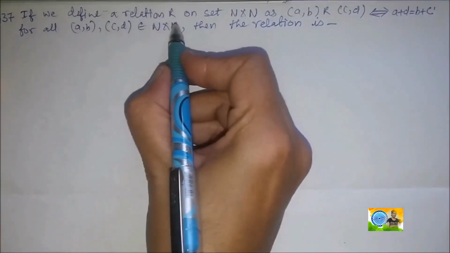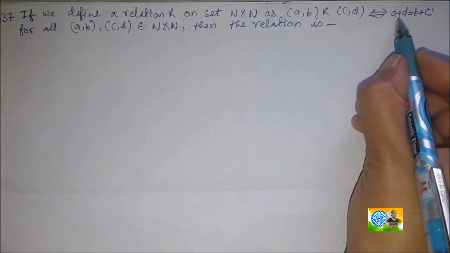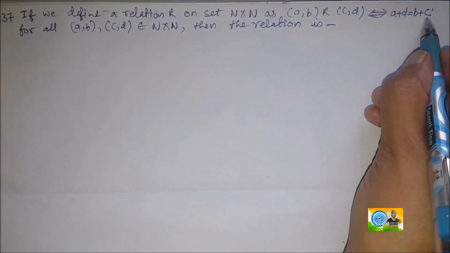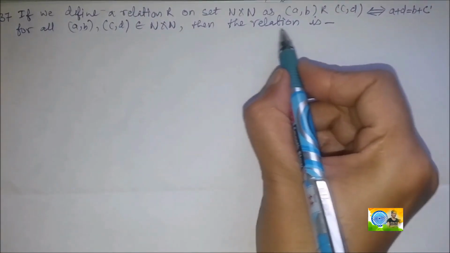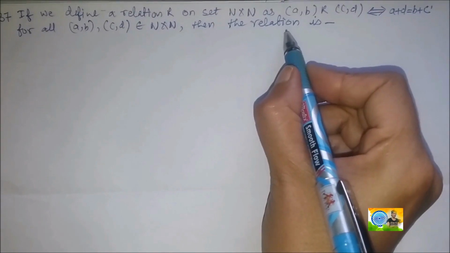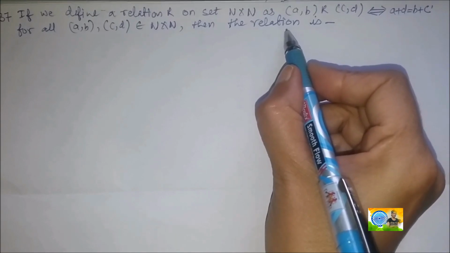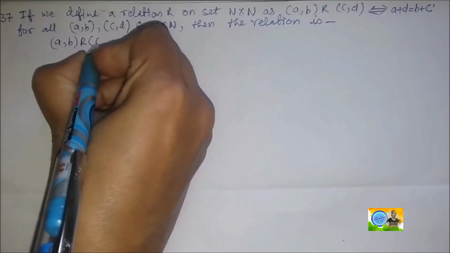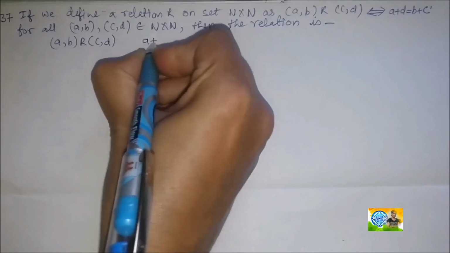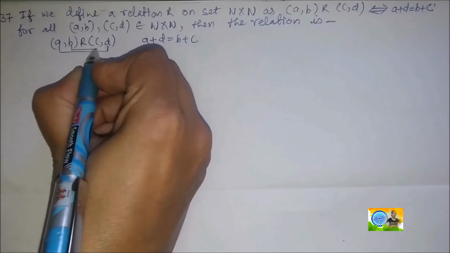If we define a relation R on set N cross N as (a,b) R (c,d) gives a plus d is equal to b plus c for all (a,b), (c,d) belonging to N cross N, then the relation is. In this question, we have to tell whether the relation is symmetric, reflexive, symmetric and transitive, or equivalence relation. So let us see. We are given (a,b) R (c,d). This gives a plus d is equal to b plus c.